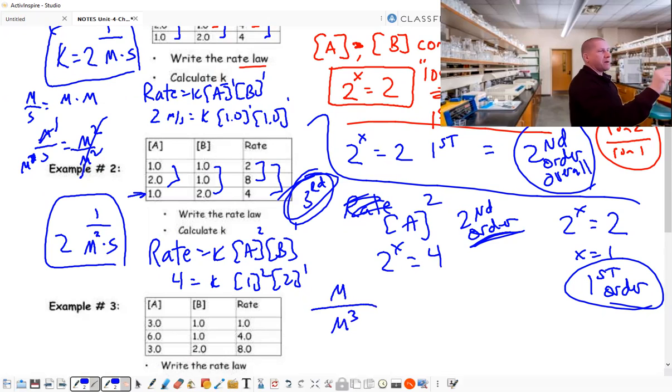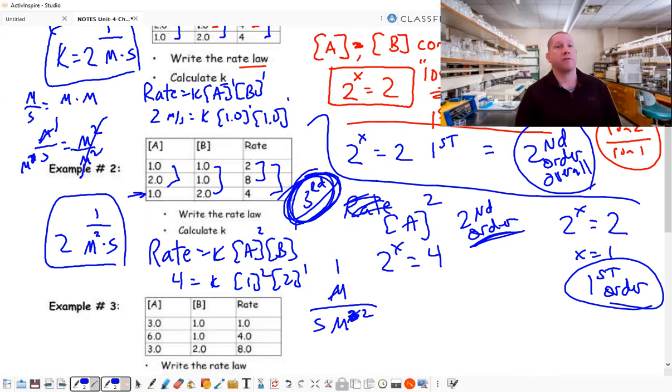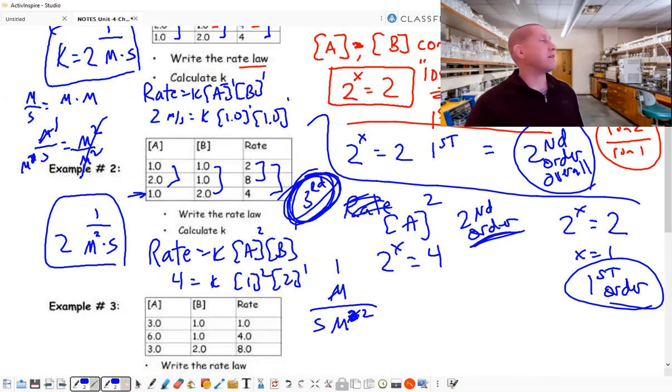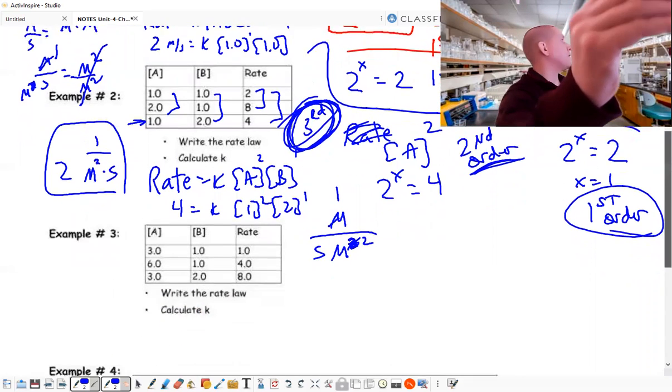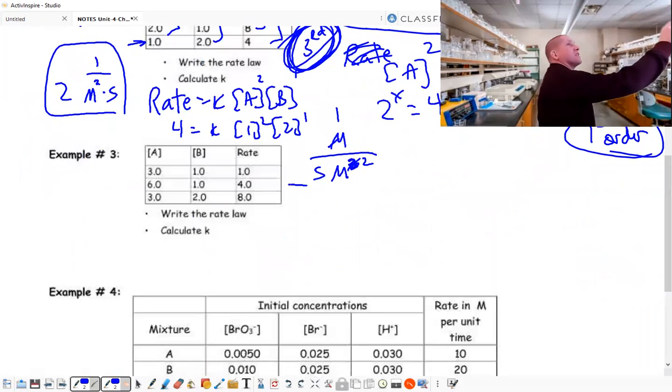It's always molarity per second. So you can see what's going to happen every time is whatever the overall reaction is, the exponent on the bottom of k's unit is going to be 1 less than that. So if it's third order overall, you're going to have squared. If it's second order overall, you're going to have to the first. And if it's first order overall, then you're going to have to the 0, or it won't be there. Which brings us to this one.